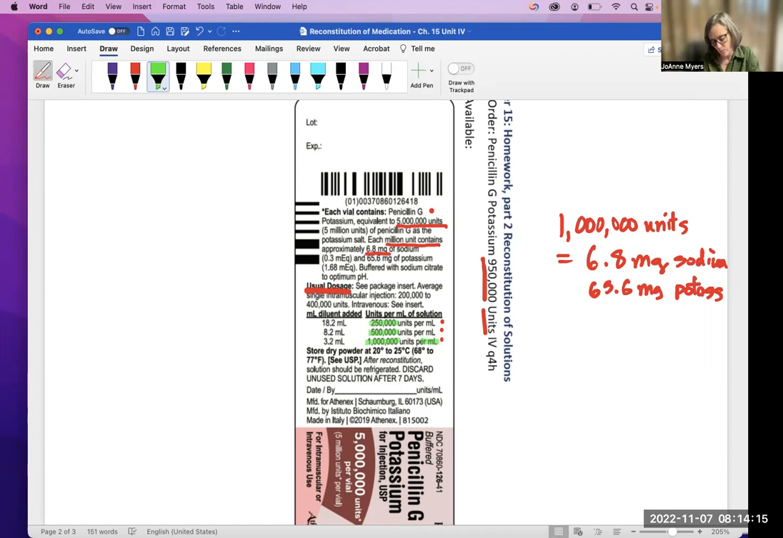Now, the order says we have to get 950,000 units into our patient. We're going to choose the last option, the 1 million. You want the option that is closest to and larger than the order. So if 250,000, 500,000, or 1 million, which number is closest to and larger than what is ordered? Well, the first two are too small. The only option there is the 1 million units.